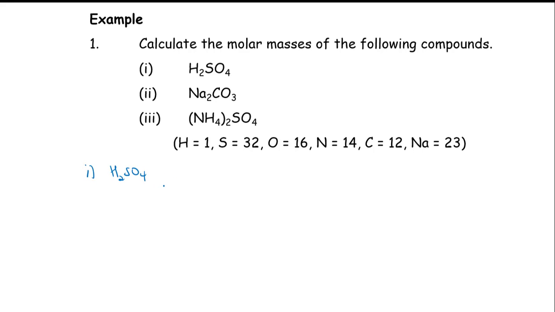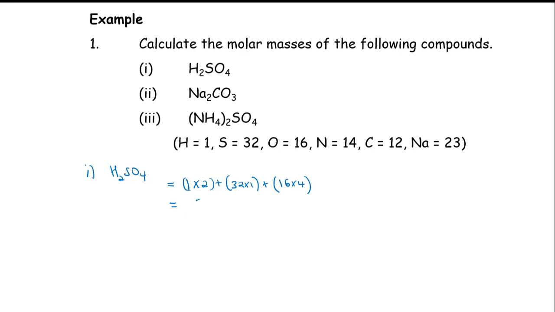So we are going to start with hydrogen. Hydrogen has relative atomic mass of 1, meaning 1 atom of hydrogen has this mass. So it will be 1 times 2 atoms of hydrogen. 1 times 2. Plus sulfur, we have only 1 atom and sulfur is 32. So that will be 32 times 1. Plus oxygen, we have 4 of them. And 1 atom has 16, so we shall have 16 times 4.